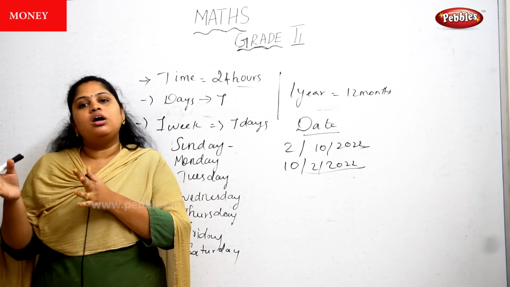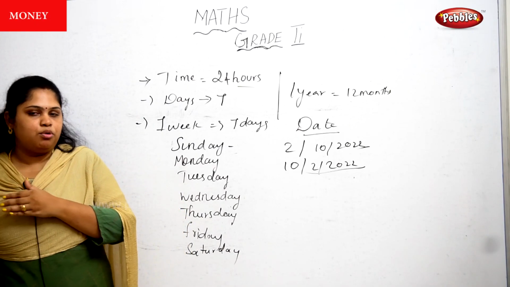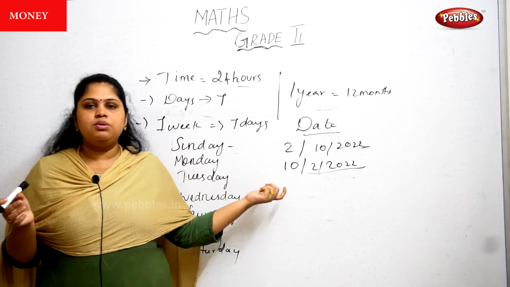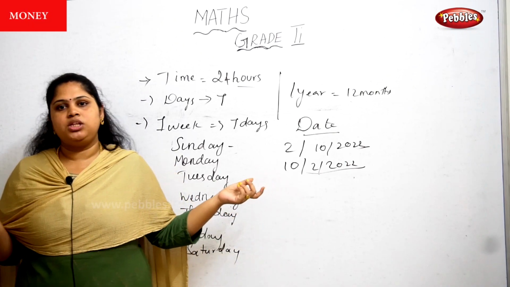So when you are seeing it on a computer, the date and month places change. The first will be the month place and the second will be the date place.